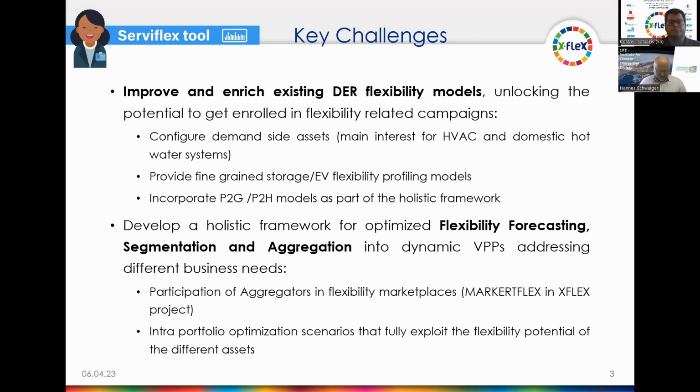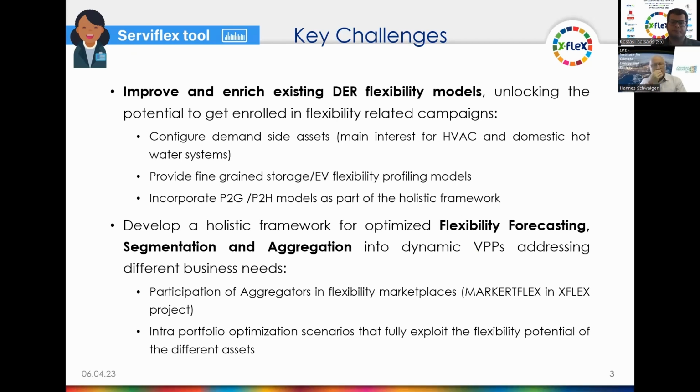Towards this direction, a key priority is to ensure that demand-side assets are not excluded from this analysis, covering the key flexible assets, which are mainly HVAC systems and domestic hot water systems in the building environment. We have to ensure that storage, fine-grained storage, and EV charging point modeling frameworks are to be made available. And a key innovative point that was also examined in the project is how we will ensure that innovative power-to-gas and power-to-heat models are to be incorporated in order to establish this multi-sectorial analysis and coverage of the flexibility coming from different systems.